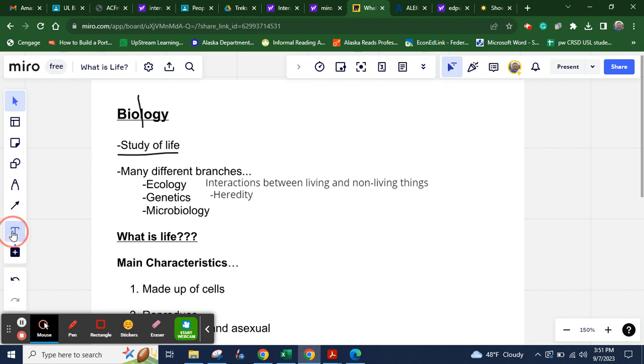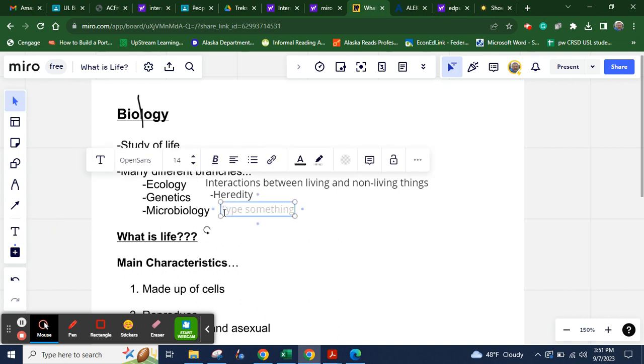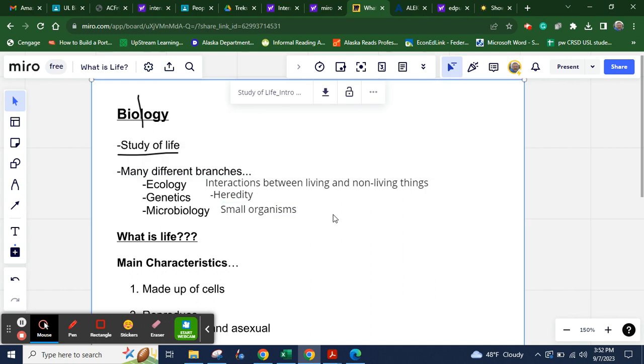And then we have microbiology. And microbiology is the study of small organisms. Because you see the bio in there, but these are things that are really small. Small organisms, small living things, like things you need a microscope to see, or you need a magnifying glass to really make them out at all.